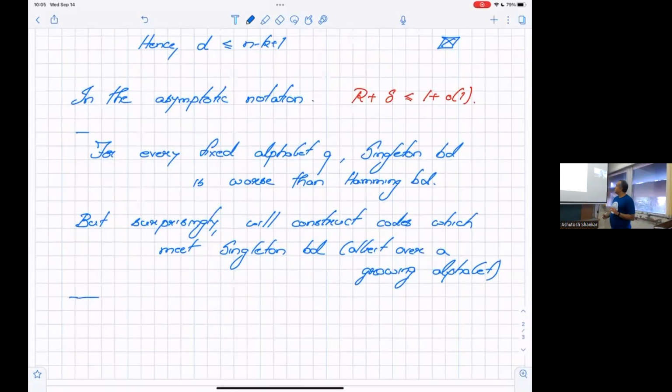Okay. And codes which meet this bound are going to be called maximum distance separable codes. These are called MDS codes. They are an important family of codes. And we will see this. The first of them will be the Reed-Solomon code, which we will discuss in the next lecture.